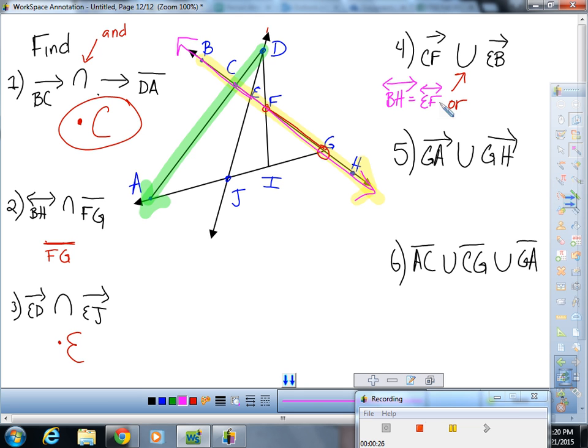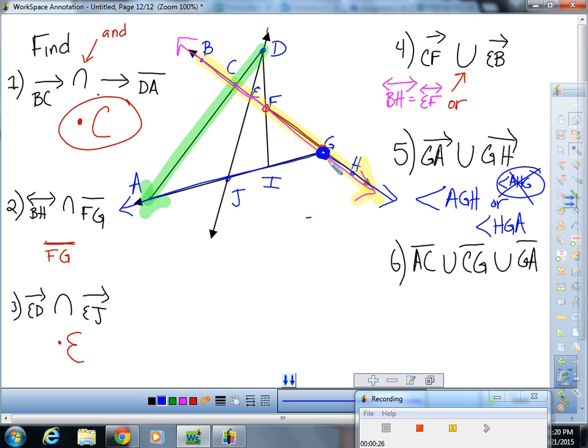Number 5, what about the set of points that are on ray GA or GH? So from G to A, the ray, or GH. And so that would be angle AGH. You could also say that was angle HGA. Keep in mind, angle AHG would be wrong because you need to have G as the vertex.